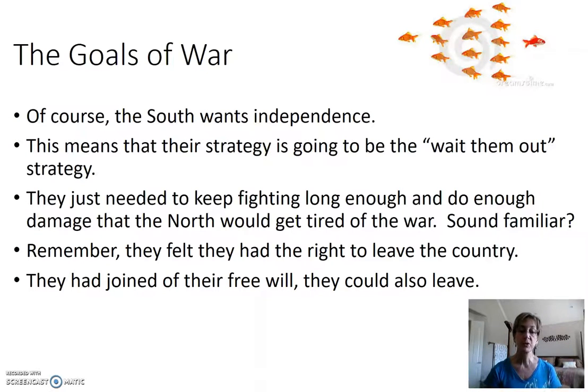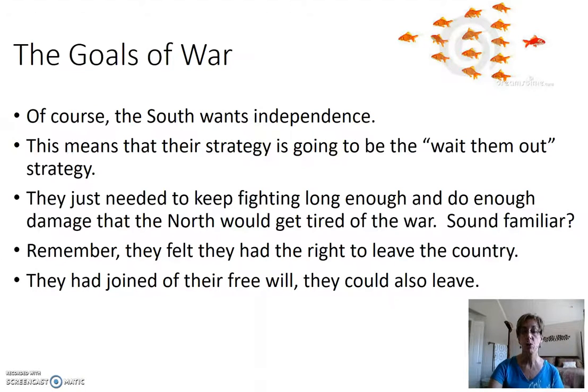All right, so the goals. The goal of the South is for independence, of course. And their strategy is going to be to wait them out. Just keep the North fighting as long as they can, and hopefully they get tired of it. And they think that they're going to be able to do this. And they're also going to try to get England to come and help them. That doesn't ever work out for them, and we'll talk about why in just a little bit.